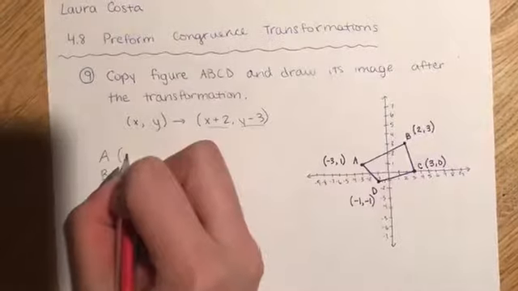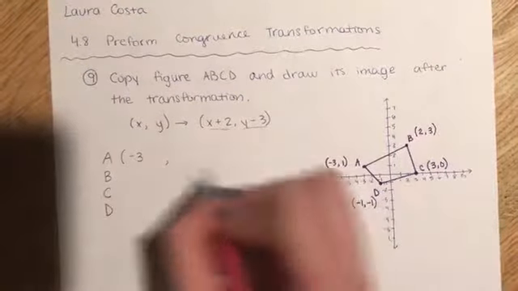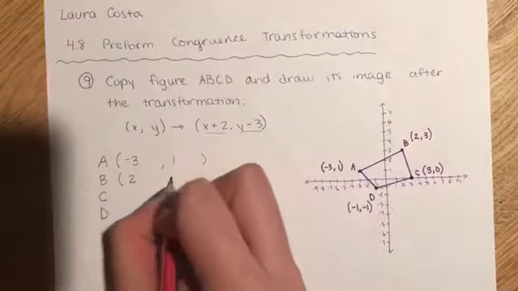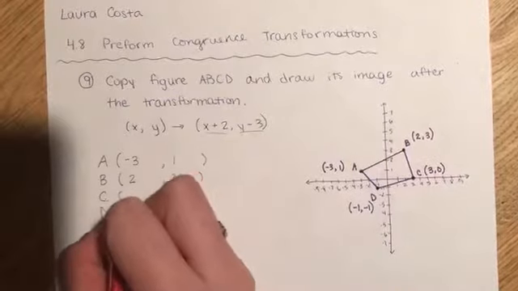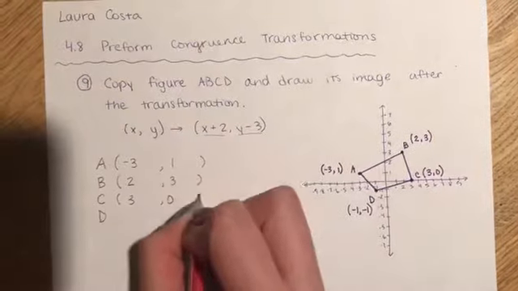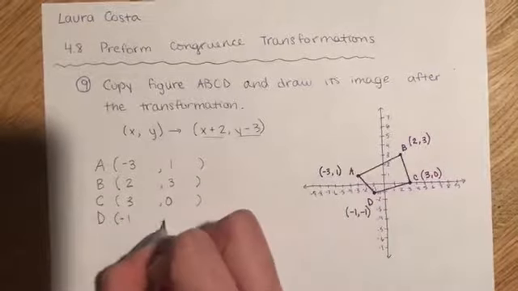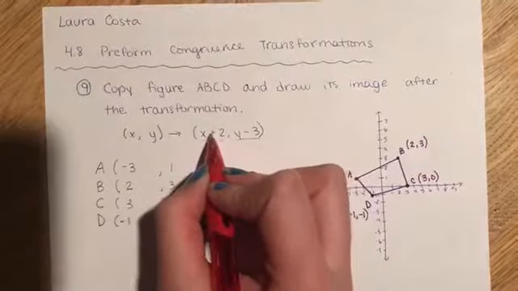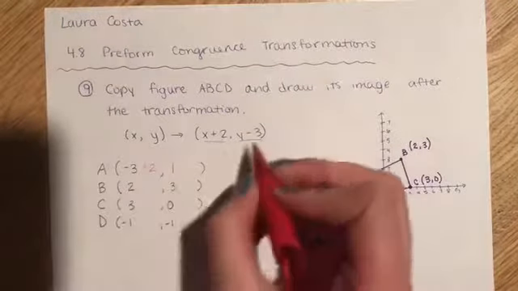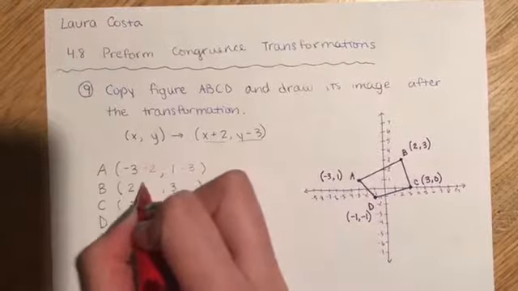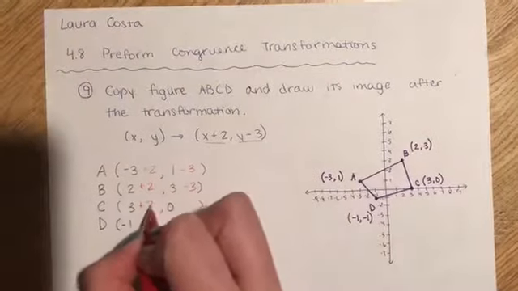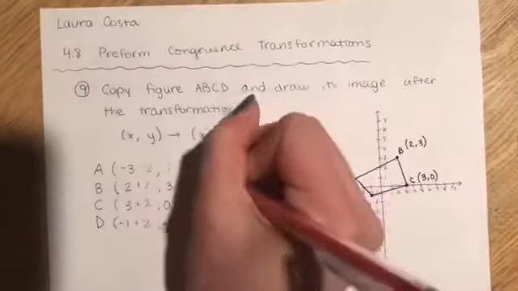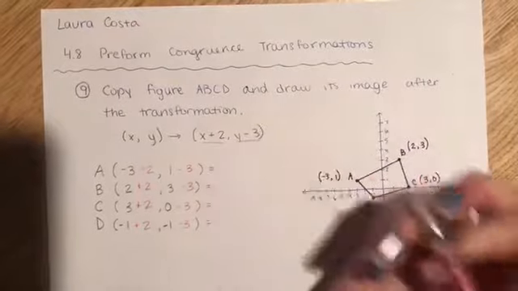A is -3, 1. B is 2, 3. C is 3, 0. And D is -1, -1. This is asking us to add 2 to the x values and subtract 3 from the y values. Once we do that, we will get the image of each point.